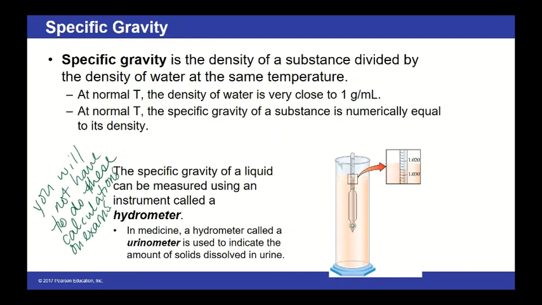Specific gravity is the density of a substance divided by the density of water at the same temperature. So let's say the specific gravity of urine is equal to 1, then its density is the same as water at that temperature. At normal temperature, the density of water is very close to 1, and at normal temperature, the specific gravity of a substance is actually equal to its density, because water is 1.